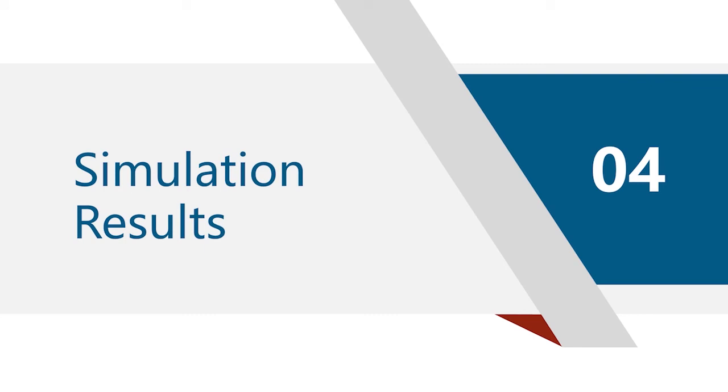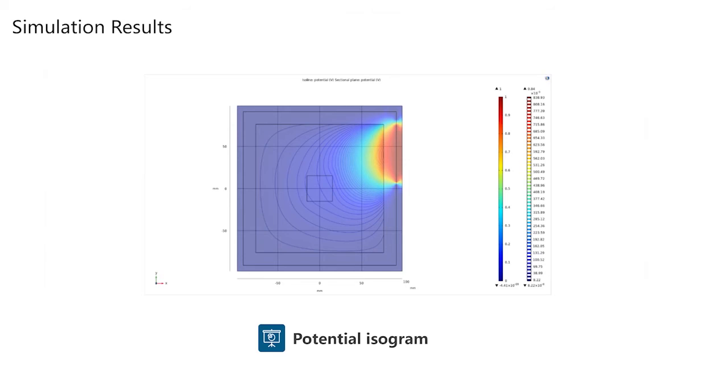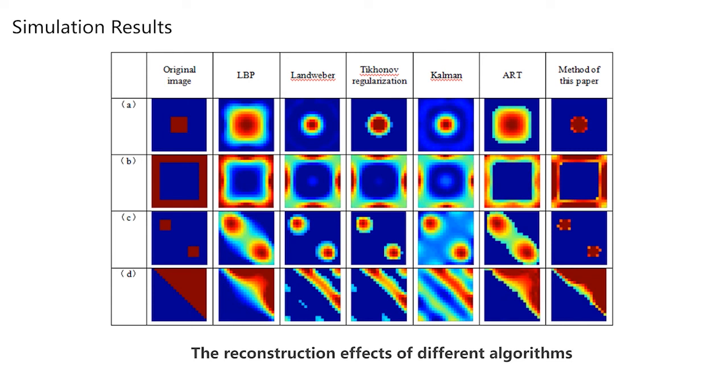In order to verify the performance of the proposed method in this paper, the simulation model is carried out. The numerical simulation model was established with COMSOL software. When the excitation voltage is applied to the excitation electrode, the potential distribution of the measured area is shown in the figure. This table shows the reconstructed images of the 4 flow patterns under the different algorithms. It can be seen from the results that the reconstructed image of this method is the closest to the original image.